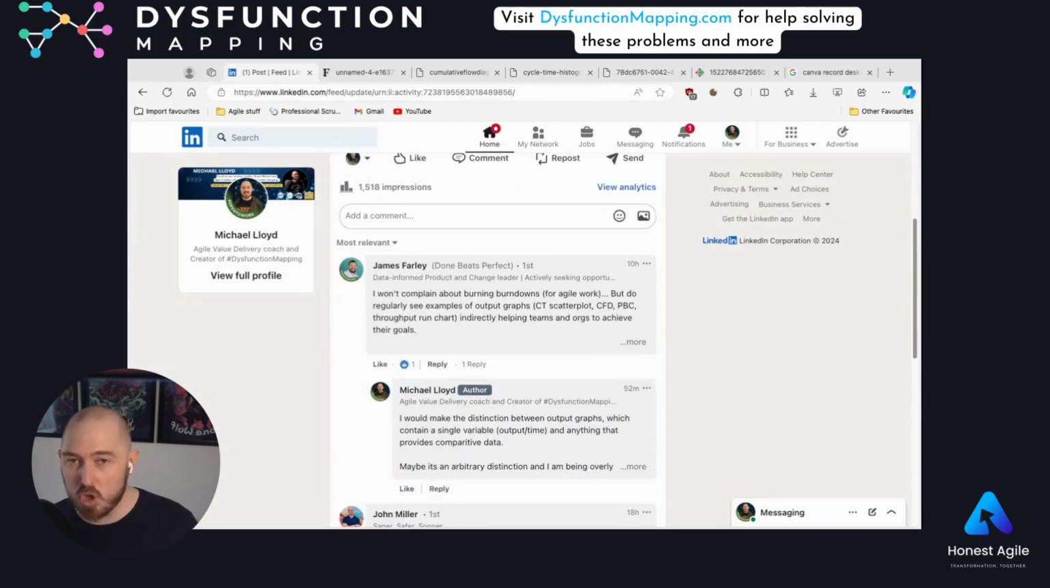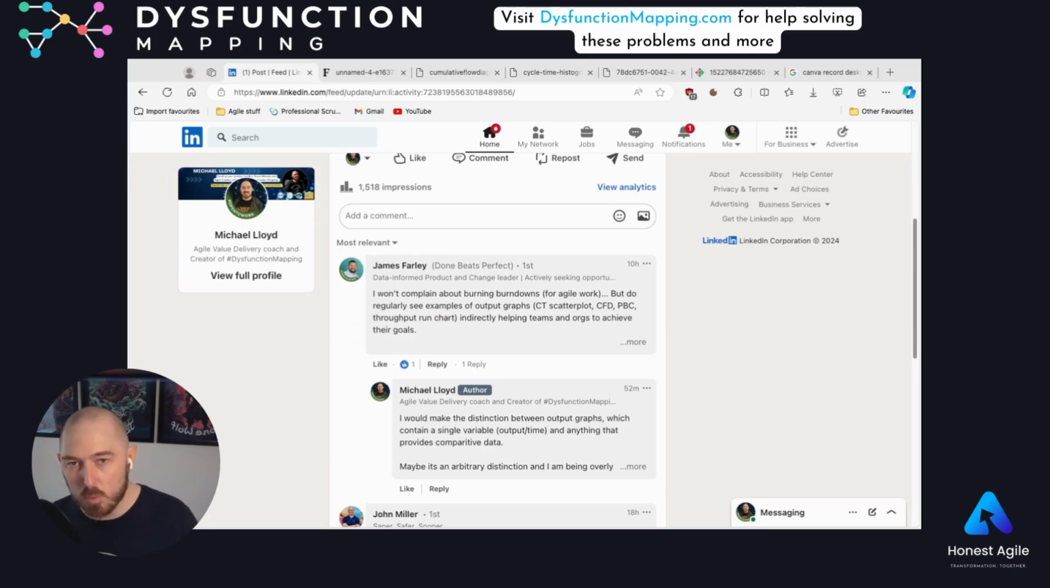And my friend James commented, making the point that there are examples of graphs that are very useful to teams, things like CT scatter plots and cumulative flow diagrams that often can help us have better discussions and make better decisions. And this is the exact sort of comment I love. This is someone who thinks as deeply about this as me, kind of diving into some of the nuance that I've left out of my post.